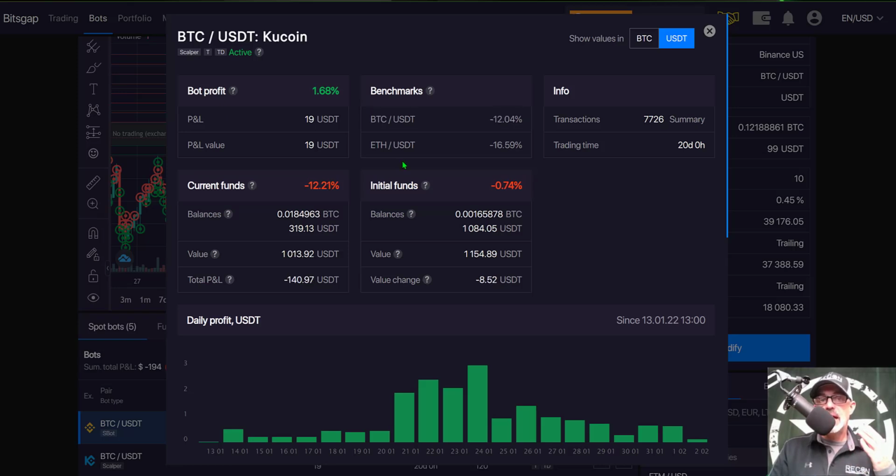And so at the end of the day, I think in this particular case for a scalper bot, the only winner is KuCoin, and the fact that they're collecting a ton of fees on the almost 8,000 trades being made on behalf of this bot.